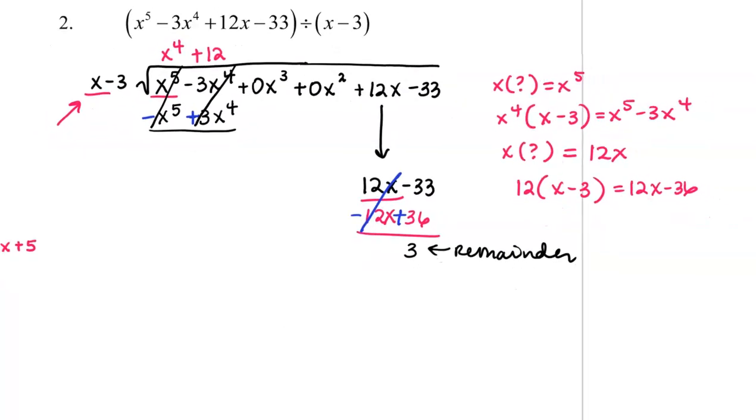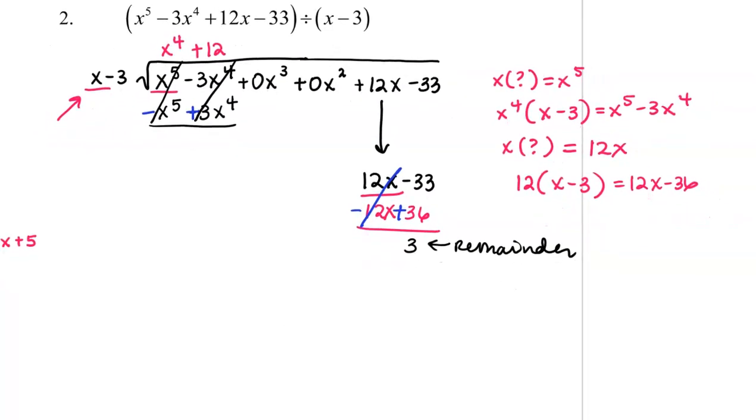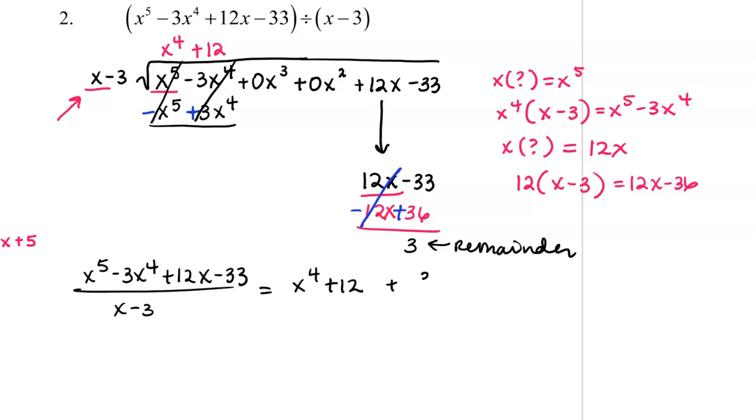So now we are ready to write our final answer, that this division of x to the 5th minus 3x to the 4th plus 12x minus 33 divided by x minus 3 is equal to the quotient of x to the 4th plus 12 plus the remainder of 3, which stays over the divisor of x minus 3.